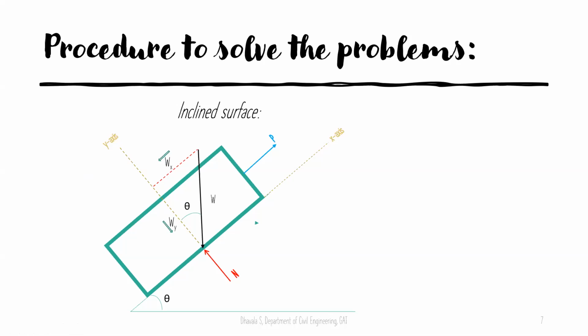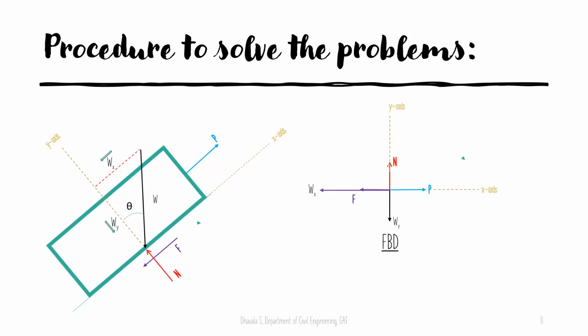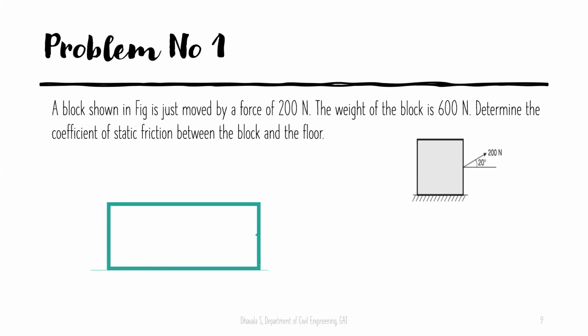We have the applied force P, and since the box is being pulled upwards, the frictional force will be acting downwards. The same thing, all the forces acting. Let us just remove the object and the inclined surface. The entire sketch gets reduced to Wx, the x component of weight W, Wy, the y component of weight W, normal reaction, friction, and the pull P. Now let us see how to solve a problem.